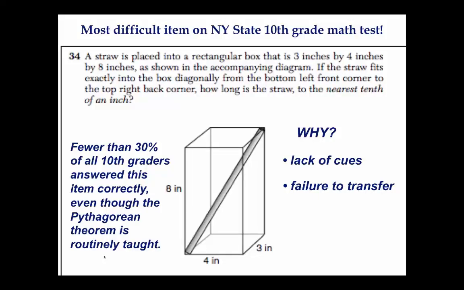Secondly, this to me is a case of students' failure to transfer their learning. They may know the Pythagorean theorem, and they may be able to solve a one-step problem where you plug in the numbers, but they weren't able to apply it even to this fairly simple, albeit multi-step problem. And so from an assessment point of view, it raises the question, do they really understand the Pythagorean theorem if they can't do a simple application like this?